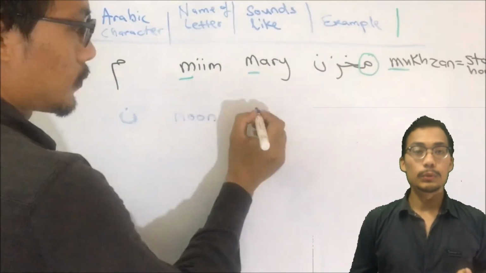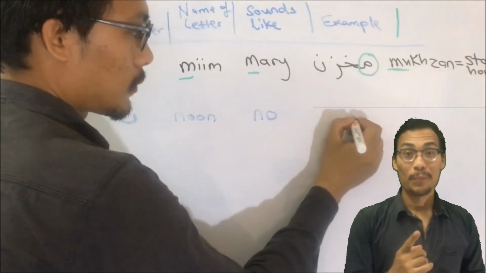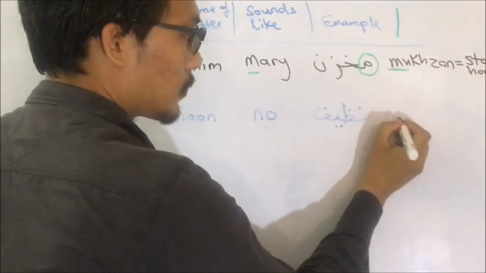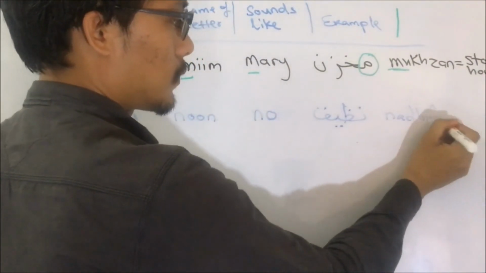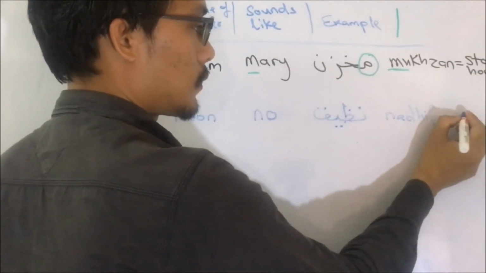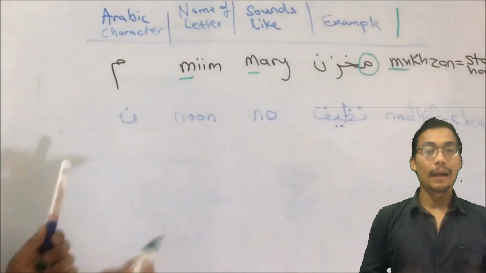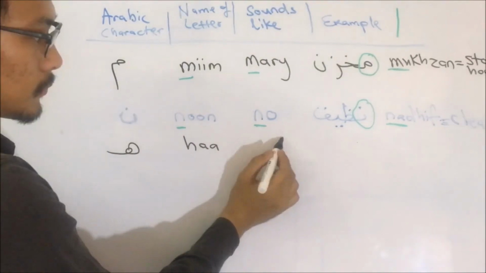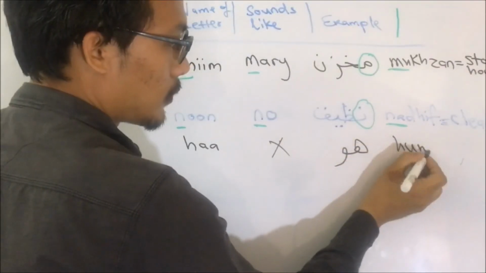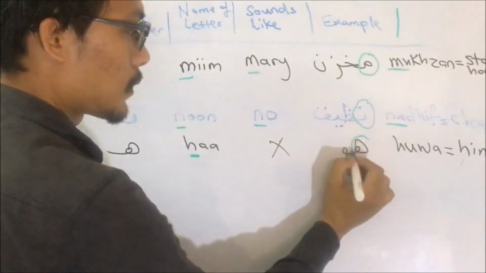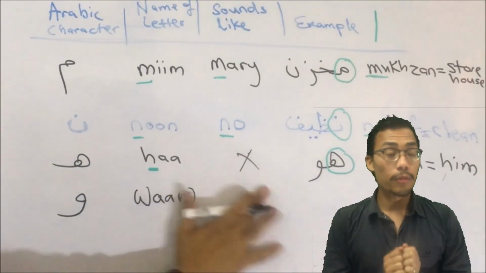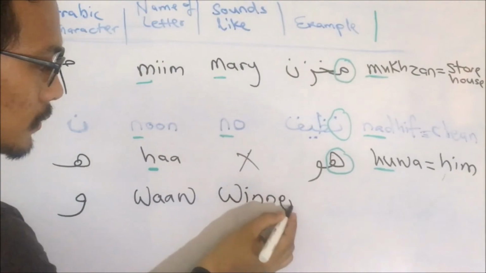Noon. Noon sounds like the N in no. For example, نظيف. Ha. Created by exhaling heavily. Think of yourself as a marathon runner who's just finished a long race and is breathing heavily through the lungs to replenish your oxygen.